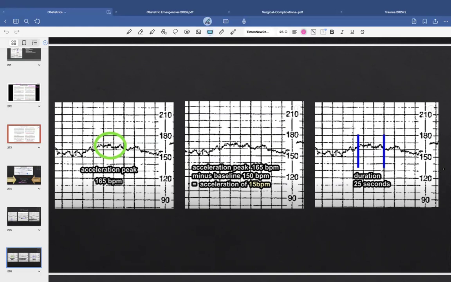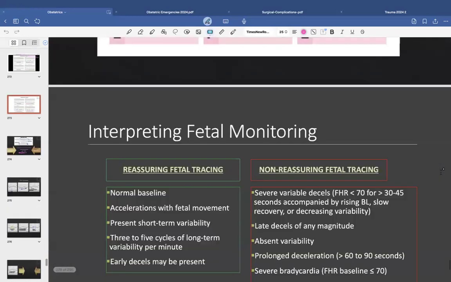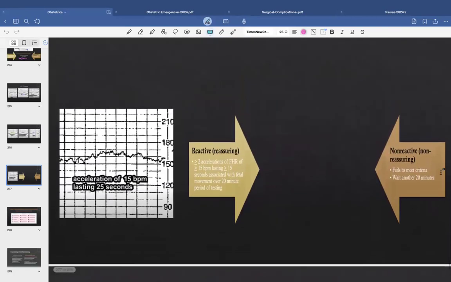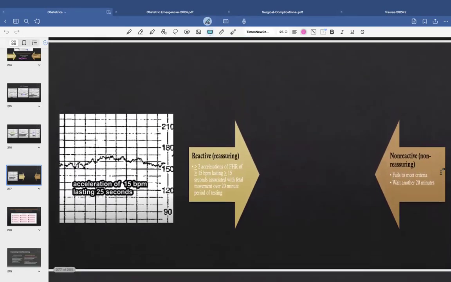And for the definition of reactive, it has to be 15 seconds or more. So we look at the peak of the acceleration, it's between, well, 1, 2, 2.5. So that's 10 seconds, 20 seconds, 5 seconds. So a duration of 25 seconds. That's how you measure the fetal heart rate change. So let's look at the definition of reactive, and this shows an acceleration of 15 beats per minute, lasting 25 seconds. So is that reactive or non-reactive? Yeah. It's reactive. That's what you want.